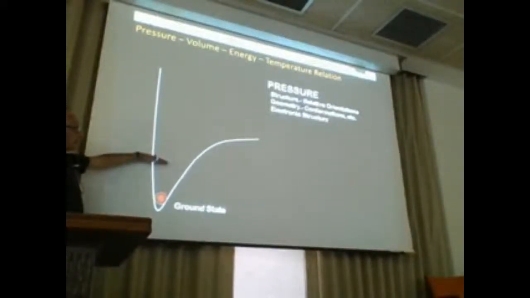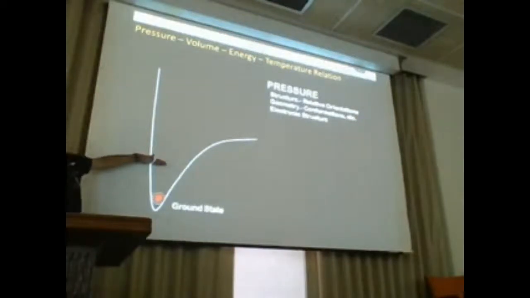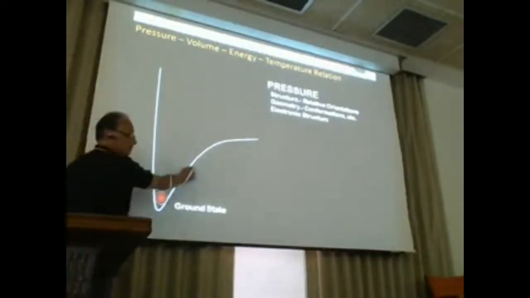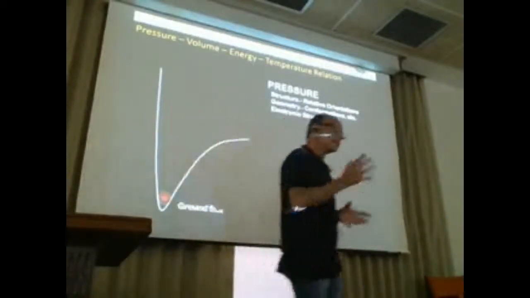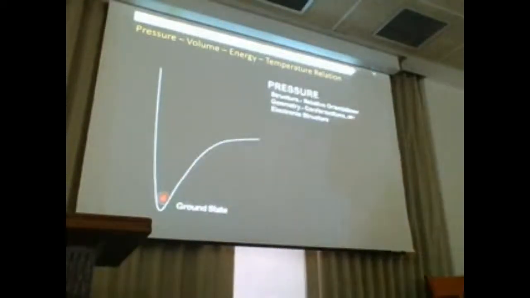And of course, the energy can be this. You can go over here, or you can go over here, and the effect on the system will be completely different, okay? So these simple models will allow us to understand what's happening with pressure, with temperature, by combining pressure and temperature with other variables, okay?